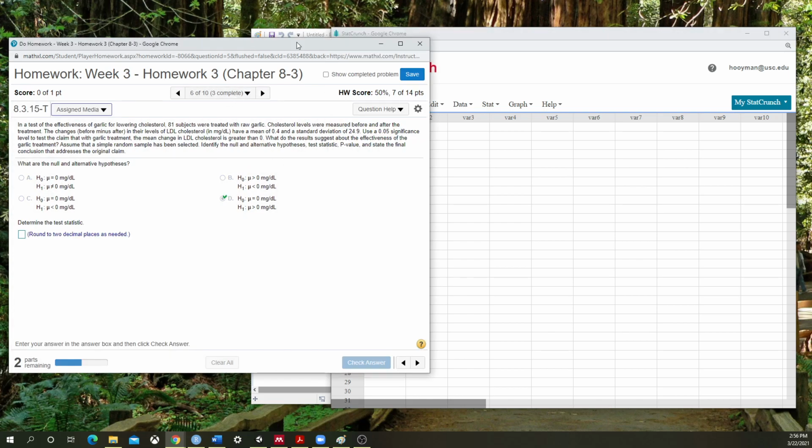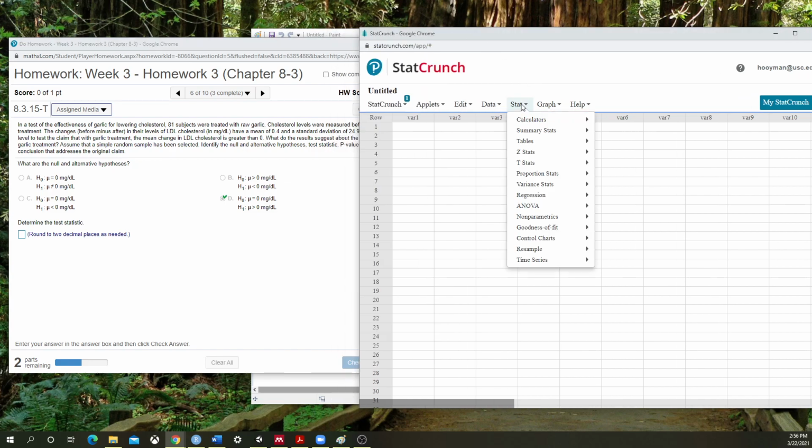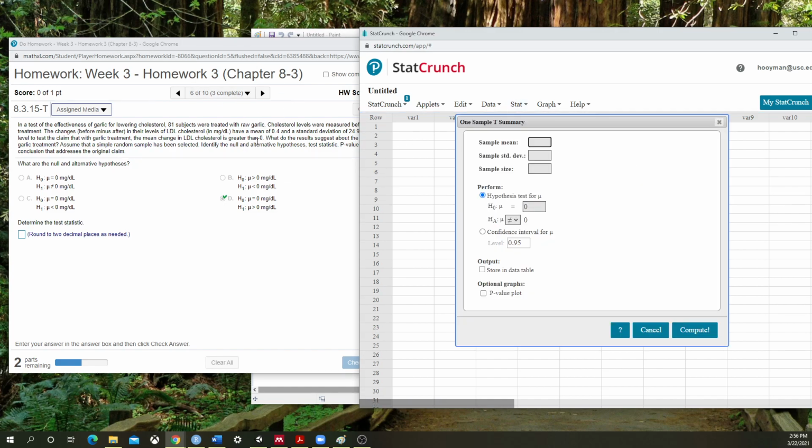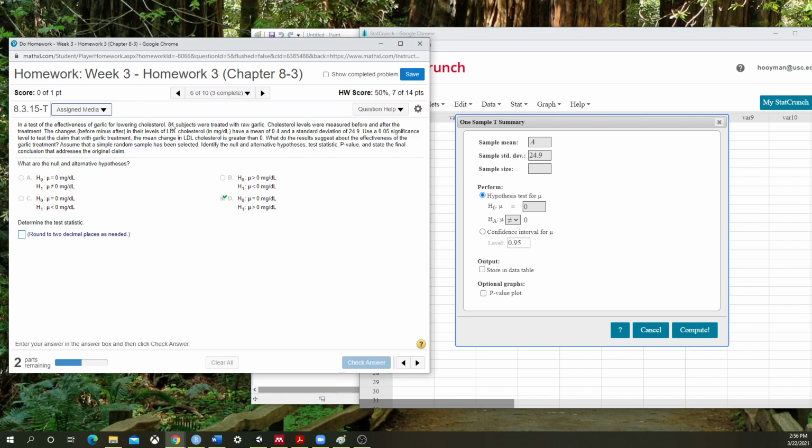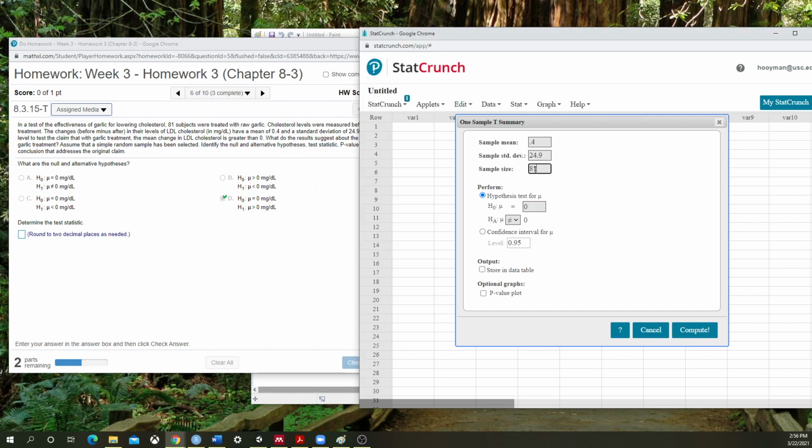I have summary data here, so this is similar to a previous tutorial, but we're going to go through it again. So I'm going to go down to T stats, one sample with summary. I know that the mean is 0.4. I know that the standard deviation is 24.9. And I know that the sample size is 81. Okay. And what is my claim? I am claiming that it is greater than. That's very important. That changes it from a two-tailed test to a one-tailed test.